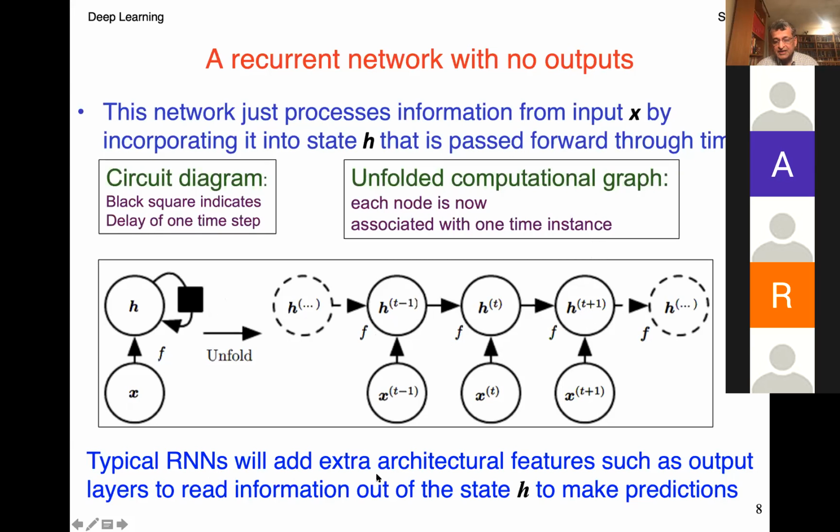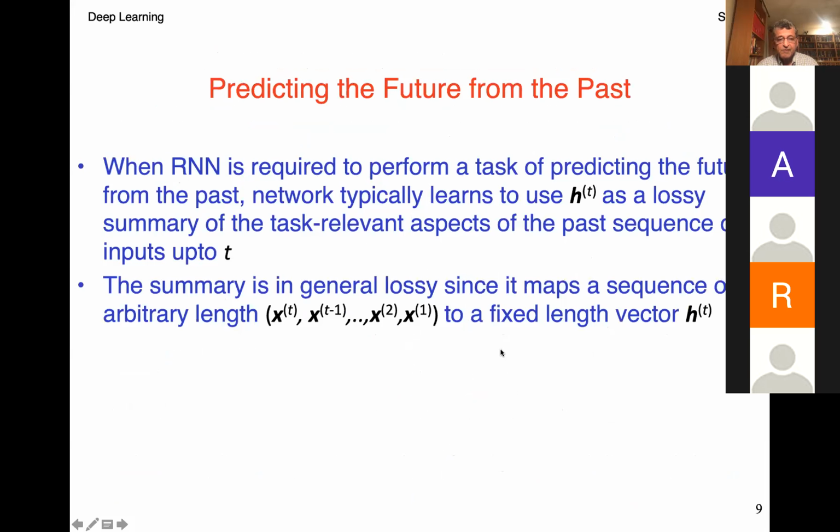Typical RNNs will add extra architectural features such as output layers to read information out of state H to make predictions. When an RNN is required to perform a task of predicting the future from the past, the network typically learns to use HT as a lossy summary of the task-relevant aspects of the past sequence of inputs up to T. So the next output it's going to produce is based on some kind of representation we have.